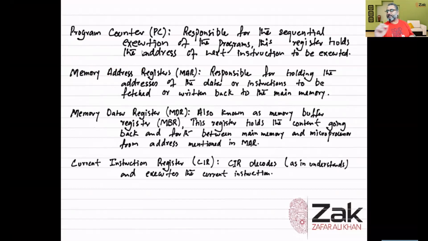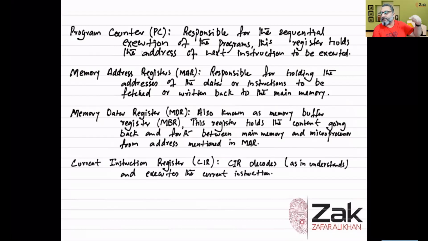All right. Program counter. Responsible for the sequential execution of the program. This register holds the address of the next instruction. This is very important. It stores the address of the next instruction to be read from the memory. Memory address register is responsible for holding the address of the data or instruction to be fetched and written back to the memory.